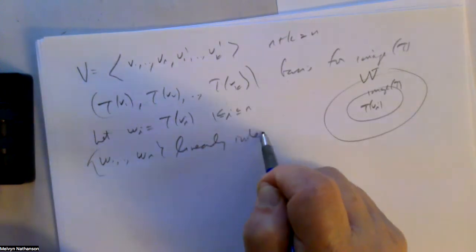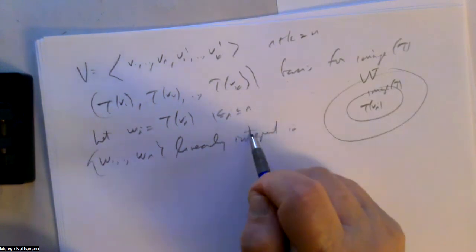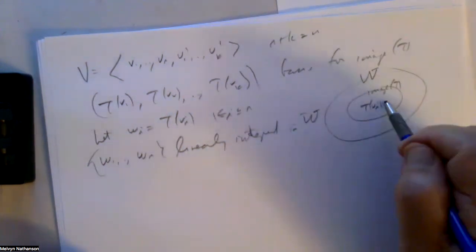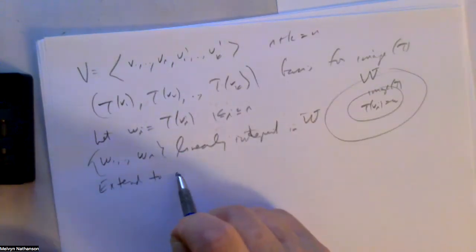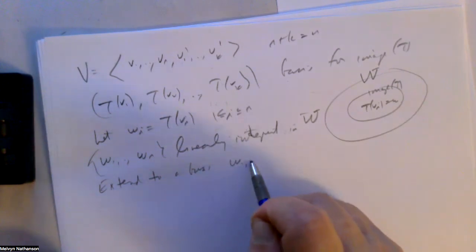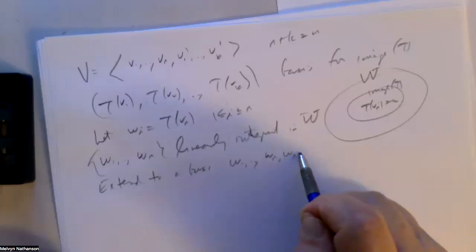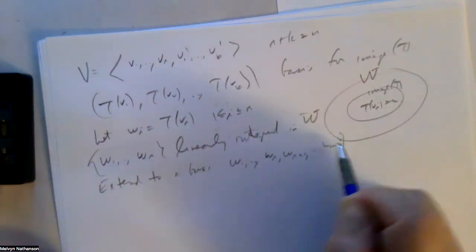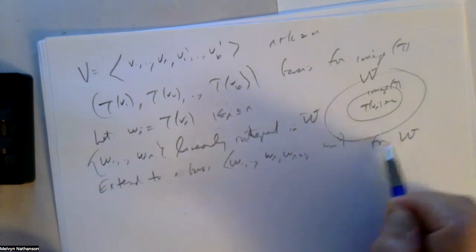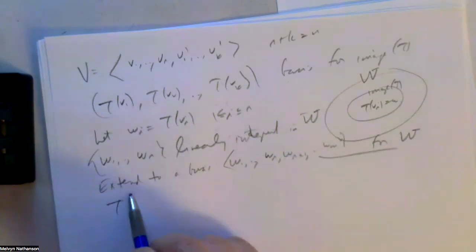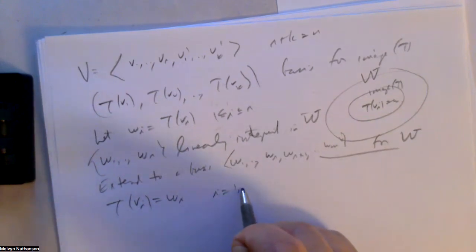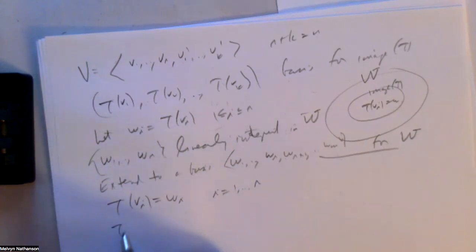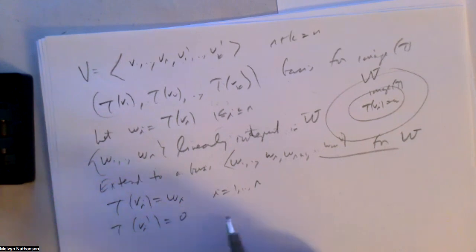These are linearly independent in W. And we can extend any linearly independent set to a basis W1 up to WR, WR plus 1 up to WM. That's some basis for W. And T of VI is equal to WI for I going from 1 up to R. And T of VI prime is 0 for I going from 1 up to K.